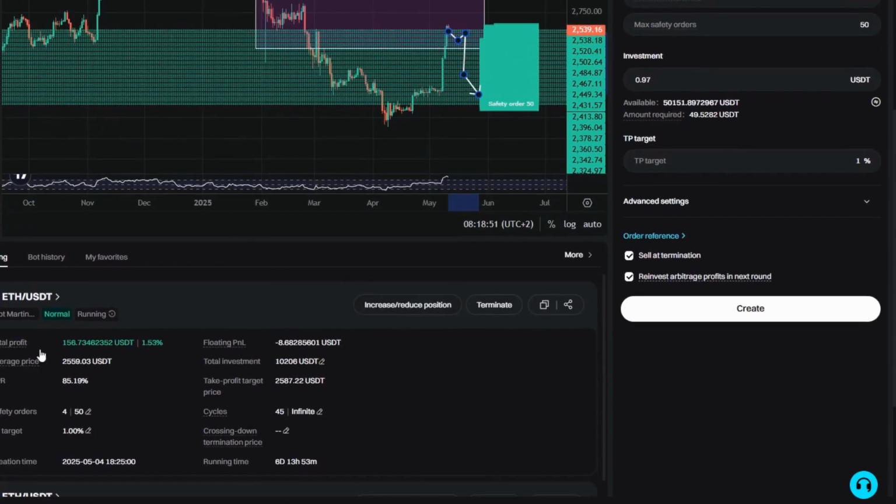But if you say, I want to close this bot even if it's at a loss because I've bought enough Ethereum, then you simply uncheck this option. Because then it won't sell the Ethereum you've bought, but instead, we'll keep it in your spot account. What could that look like?